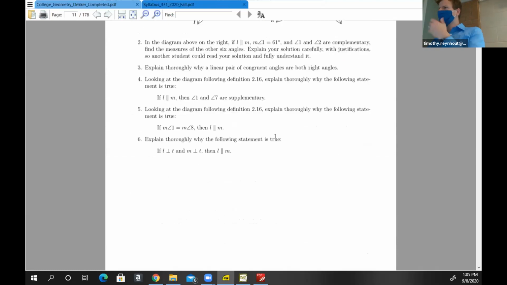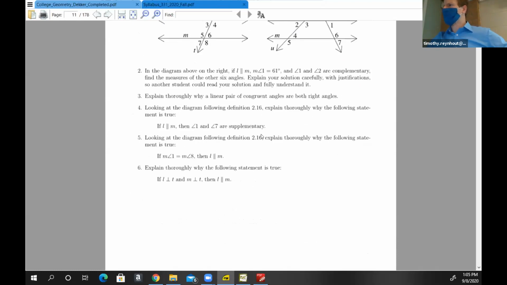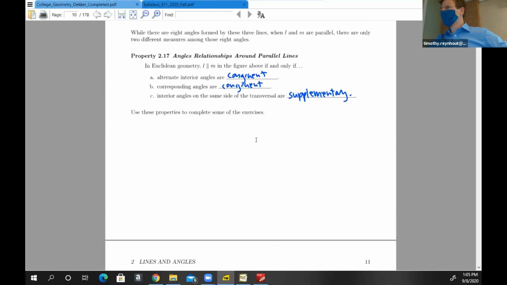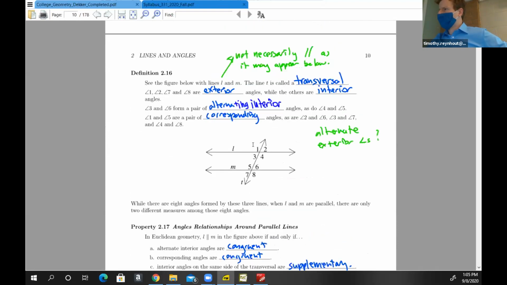For number 5, looking at the diagram, following definition 2.16, explain thoroughly why the following statement is true. If the measure of angle 1 is equal to the measure of angle 8, then the two lines are parallel.